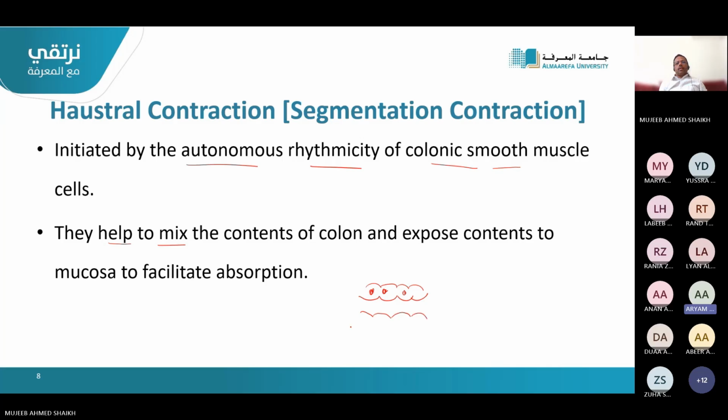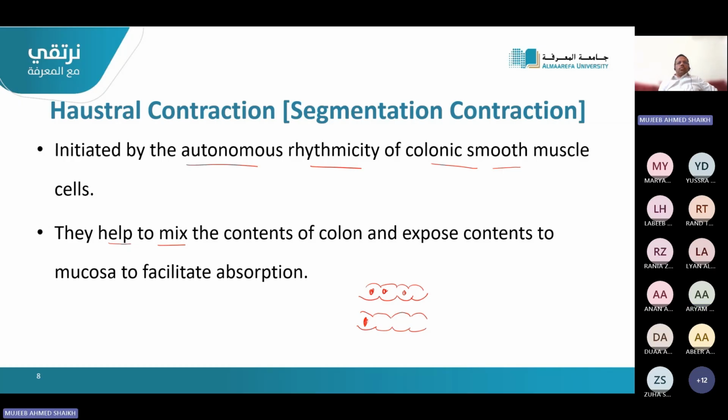So, doctor, segmentation and haustral is the same movement, right? Yes, segmentation contraction and haustral contraction are nothing but the same thing, but anatomically they are making haustra. You have seen in the picture, they are called haustra. That's why we are calling it a haustral contraction.